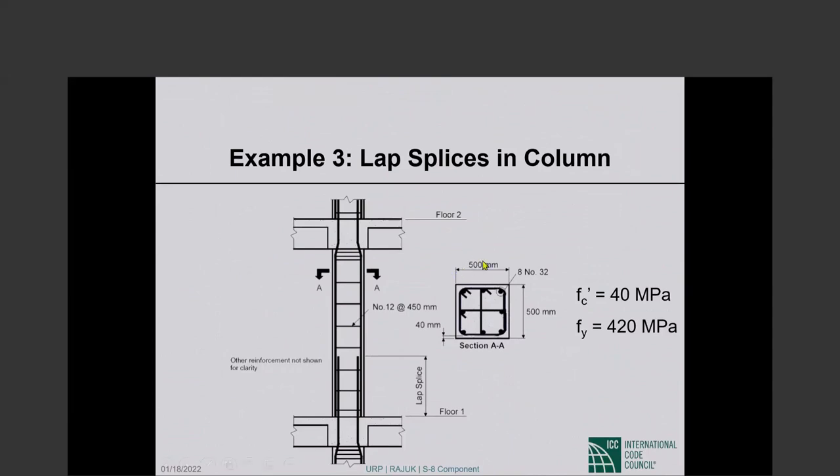We have this 500 by 500 column, 8 number 32 bars, F sub C prime 40 MPa, F sub Y 420 MPa. The splices are at the floor level. As long as design category is no higher than C, you can do that. If design category is D, then the splices have to be in the middle half of the column height. That is an additional complication. We will not go there today. So this lap splice length is what we want to calculate in this particular problem.